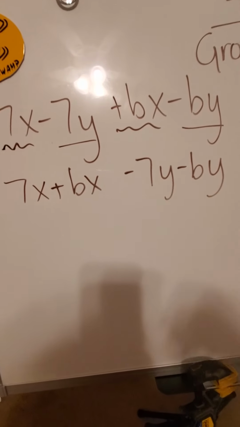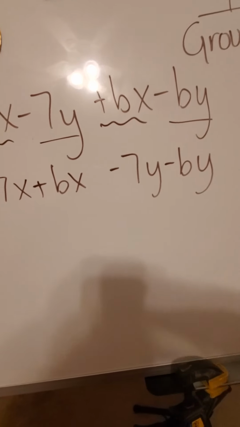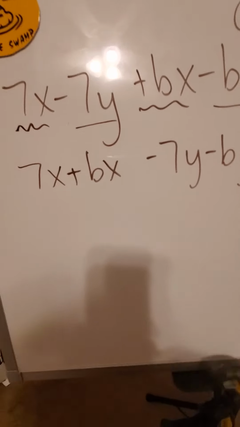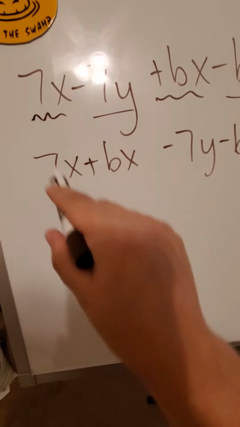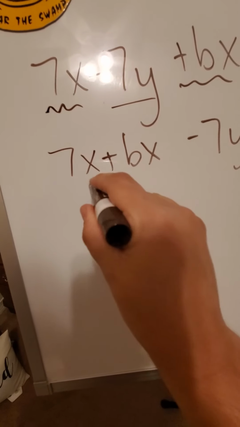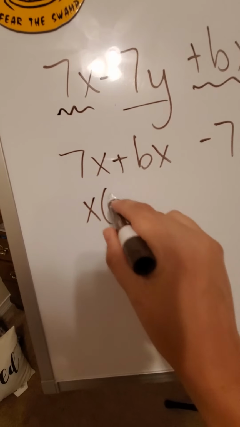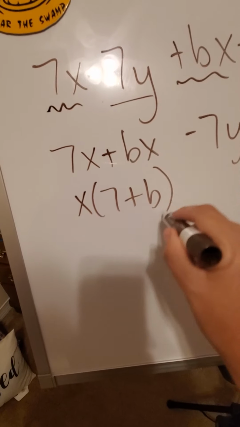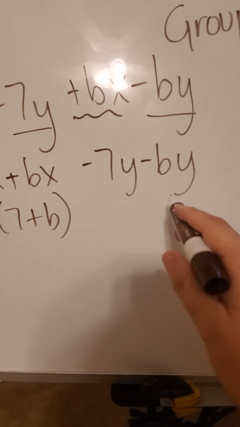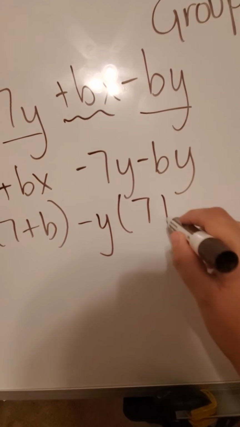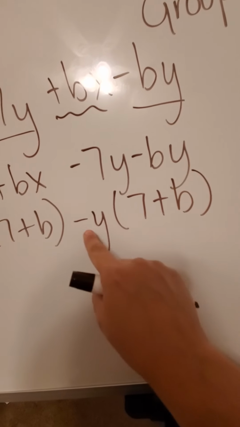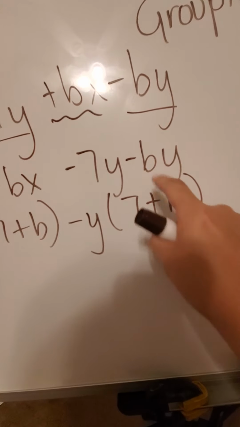Now sometimes they're all the same variable, but it just depends. They're all different. And sometimes you don't have to move them. We'll see that on the next one. All right, so this one has an x in common. So I'm going to remember before we factored out an x, I'm left with 7 plus b. Okay, good so far? Then over here, I can factor out a minus y, and that would leave me with 7 plus b, because negative y times b will give me negative by.